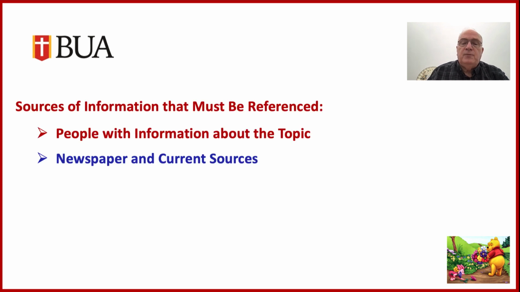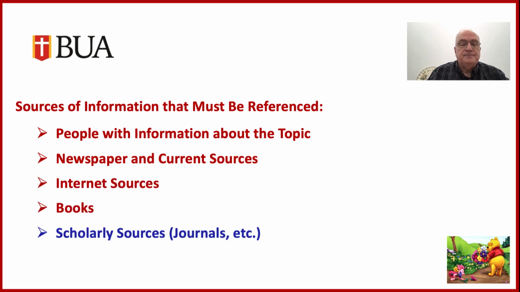Okay, sources of information that must be referenced. You can go to people with information about the topic. You could go to newspaper, current sources, and there are vast amounts of information on the internet sources. You could read books. You could look at scholarly sources such as journals. Now, I want to point out to you that of all of these areas of information, the scholarly sources, the peer-reviewed journals, are considered at the highest level.